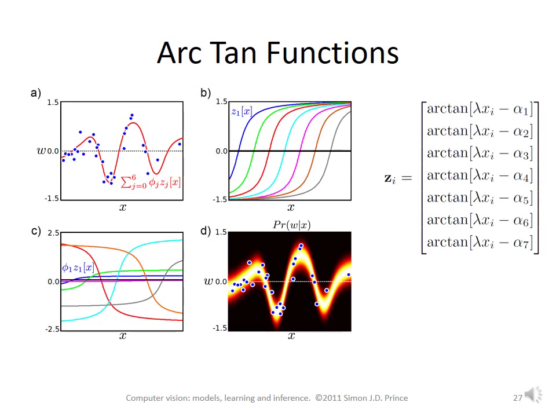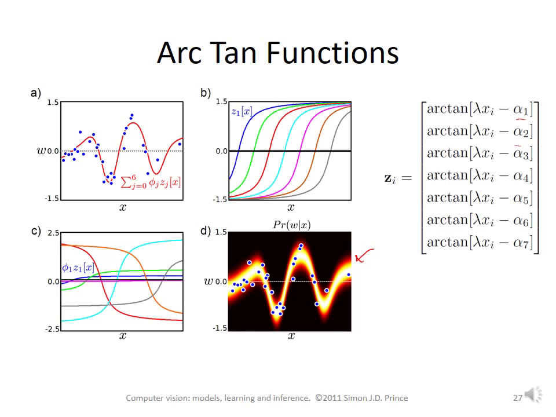Arctan is another viable nonlinear function, and so we have our z vector here made up of 7 responses to x. Each one has a different offset, alpha 1, alpha 2, but the shape of each arctan function is the same. Again, we can learn the parameters of phi in the same way as we had before. The equations don't change, just the responses to x, the function of x that transforms it into z, changes. And so in the end, again, we have a nice nonlinear function that travels through the points as much as possible.